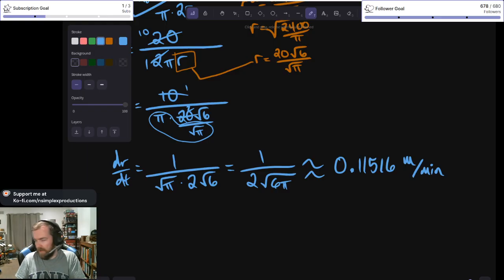what is R anyway, right? So you go 20 root 6 over root pi. That's 27 and a half meters. So that's still a very large amount of distance. I mean, obviously not kilometers, but it's like here down the road a fair distance. And it's changing this much every minute.